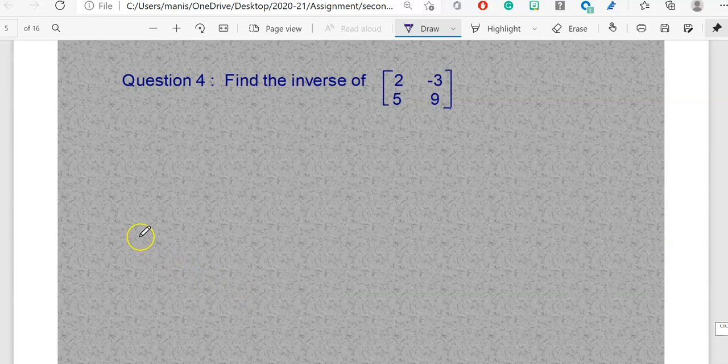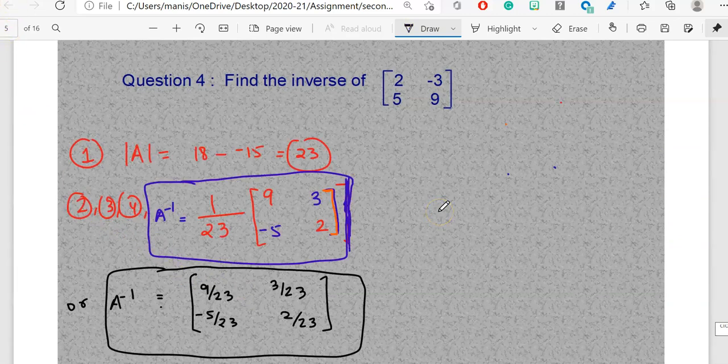I want you to go ahead and practice this problem on your own. Alright, my answer is this over here. A inverse is equal to 9 over 23, 3 over 23, negative 5 over 23, and 2 over 23. So if you got this answer, then you got the correct answer, or please check your steps with my steps over here.